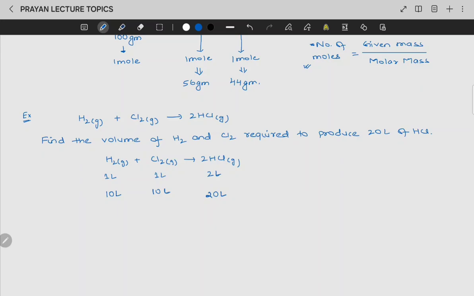2 liters of HCl will be produced from 1 liter of H2, so 20 liters will be produced from 10 liters of H2, and 2 liters of HCl will be produced from 1 liter of Cl2, so 20 liters of HCl will be produced from 10 liters of Cl2.